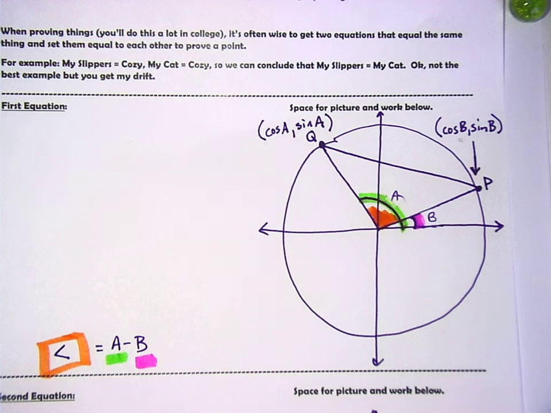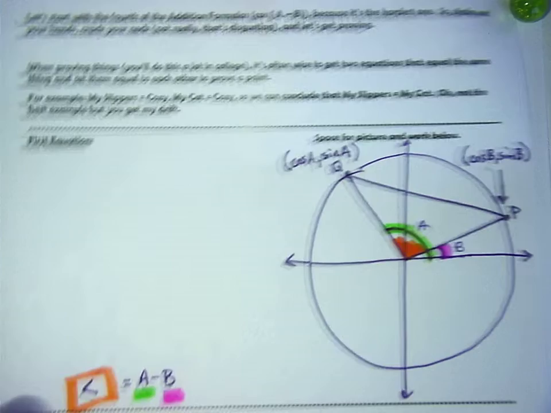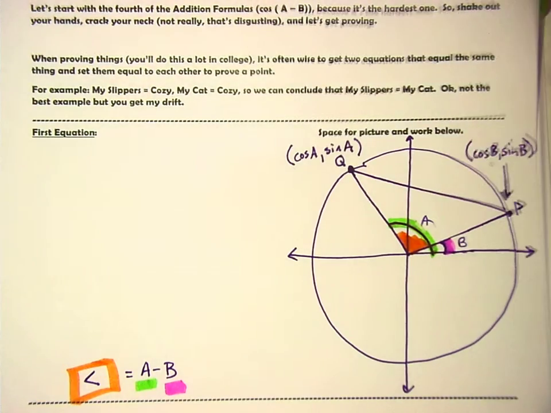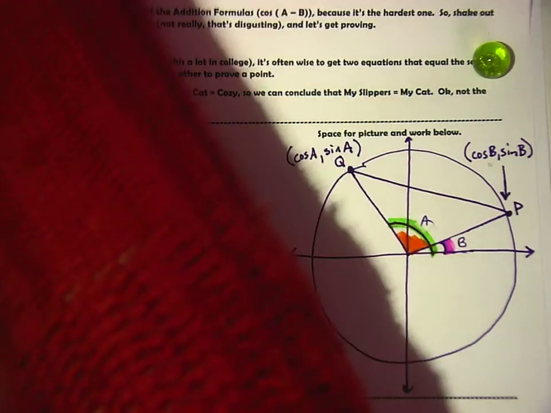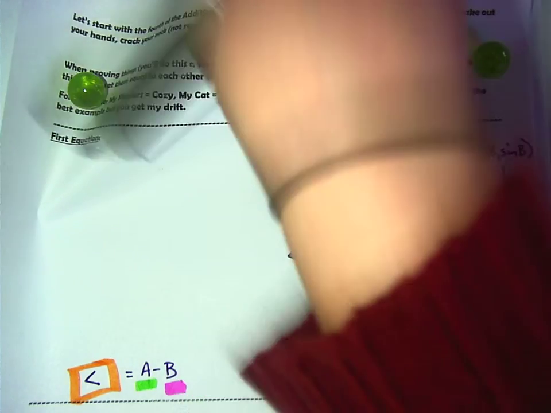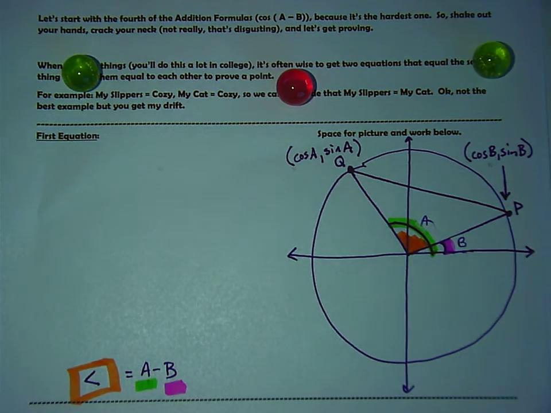And now what I'm going to do is I'm going to use the distance formula, which is going to look gross, and it's going to look messy, but I promise you it cleans up really fast, okay? So just deal with the gross, deal with the messy. Here we go. Point Q is cosine A and sine A.